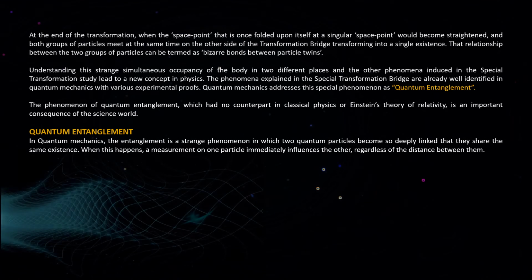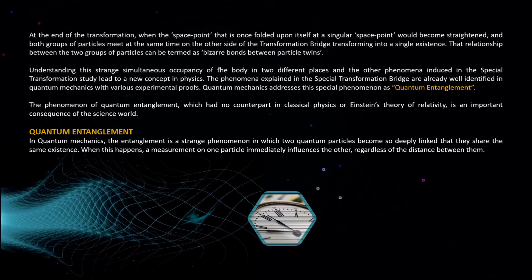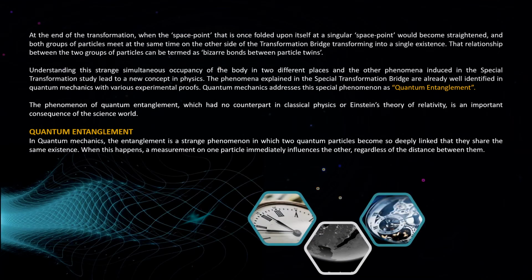At the end of the transformation, the space point that is once folded upon itself at a singular space point would become straightened, and both groups of particles meet at the same time on the other side of the transformation bridge, transforming into a single existence. That relationship between the two groups of particles can be termed as bizarre bonds between particle twins.